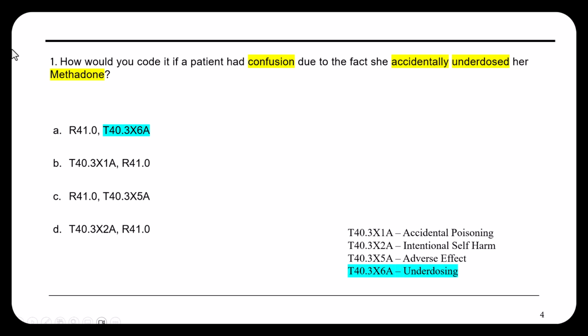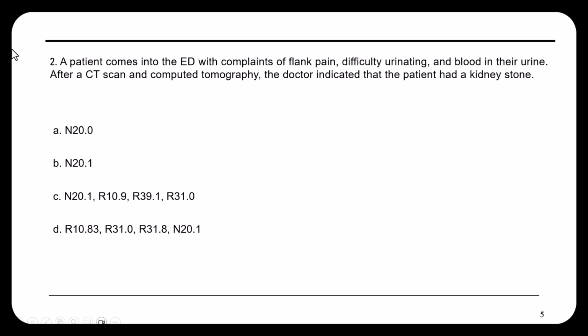So let's look at the next one. A patient comes into the ED with complaints of flank pain, difficulty urinating, and blood in their urine. After CAT scan, the doctor indicated that the patient had a kidney stone. Let's take a look and see what our keywords are. Well, ED or ER, whichever one you're most comfortable with. Flank pain, difficulty urinating, blood in the urine, and then the patient had a kidney stone.